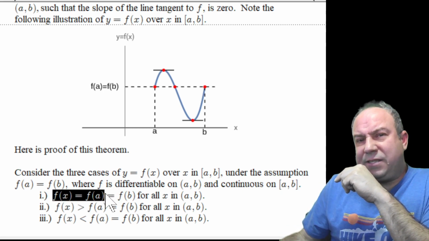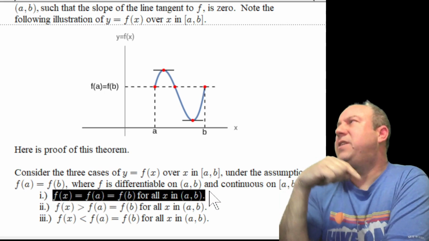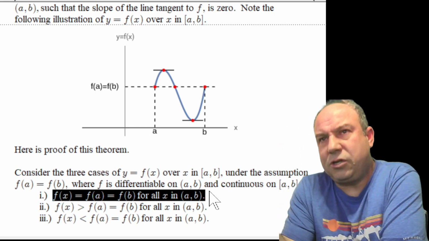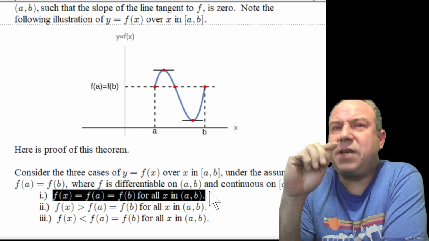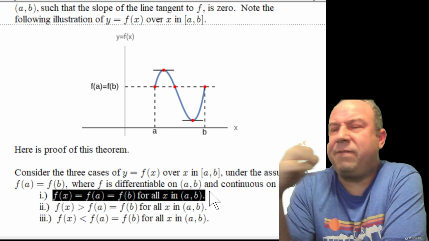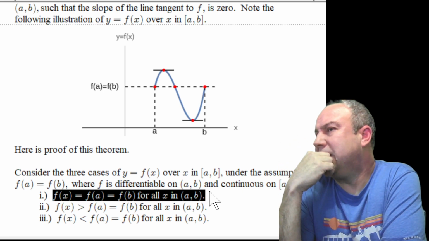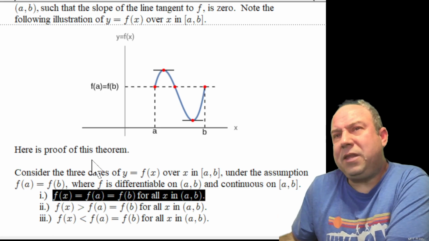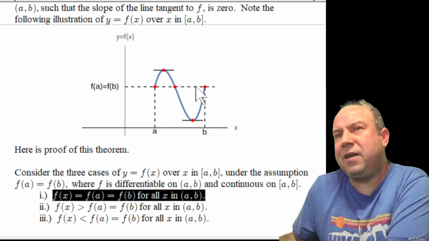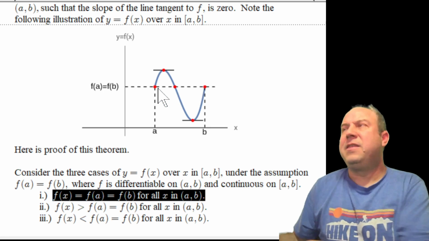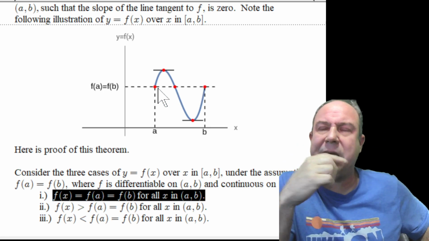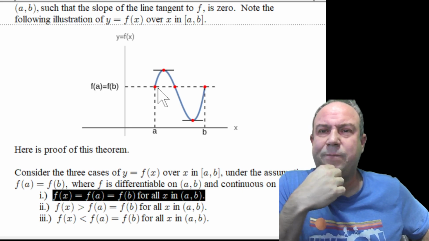The first case is when your function itself is a constant function. It equals f at a, which is also equal to f at b. That would be the case of having the constant function, the horizontal line that would stretch between just these two endpoints. That could be the first case we could consider.